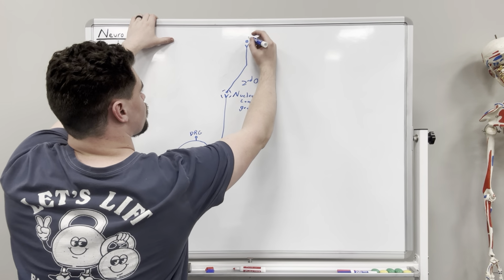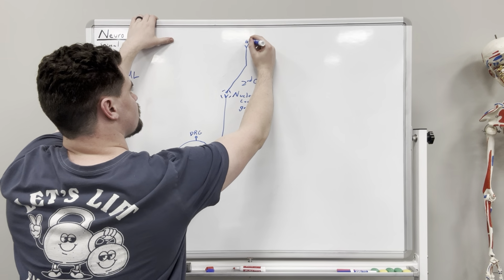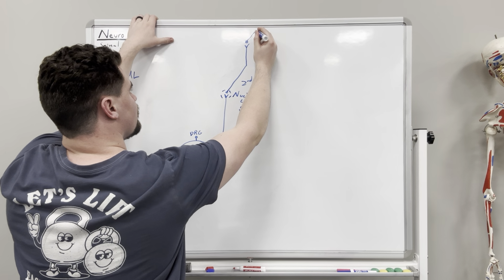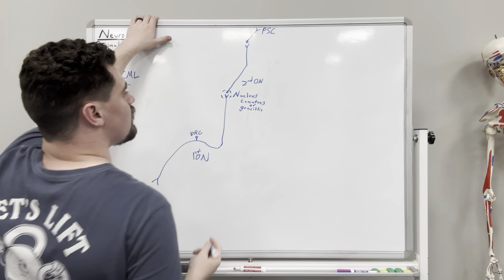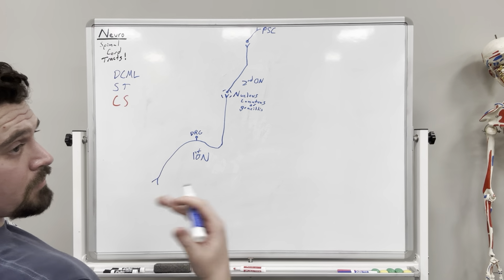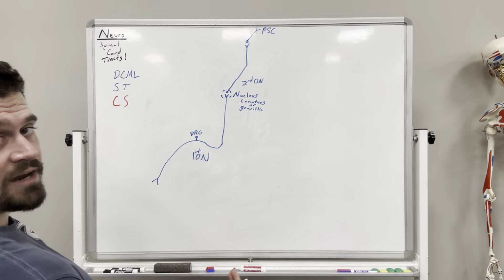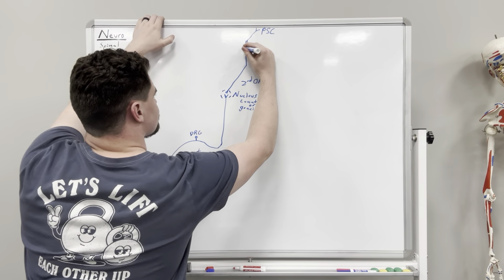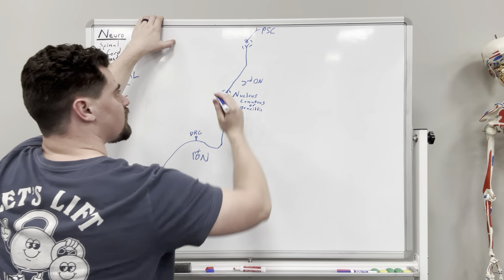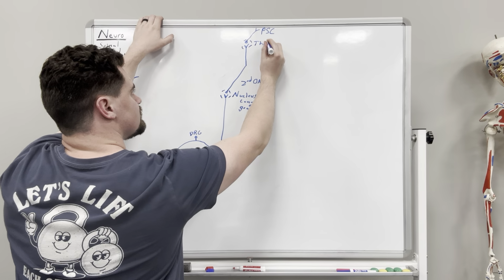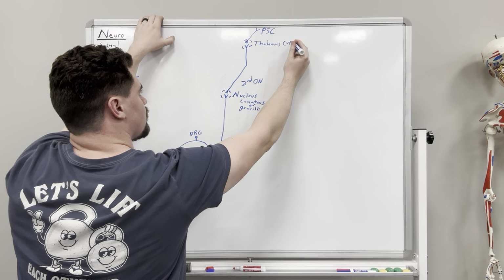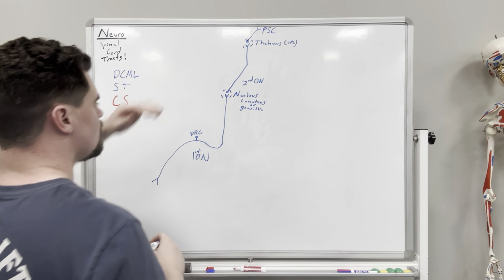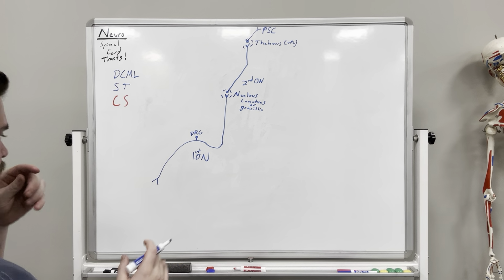And then the second order neuron is going to synapse on the third order neuron, and then it is going to end up at the primary sensory cortex, or another name for that is the postcentral gyrus. Okay, and then where does the second order neuron synapse on the third order neuron? It is going to be the thalamus, specifically the ventral posterolateral nucleus. So yeah, there we go.